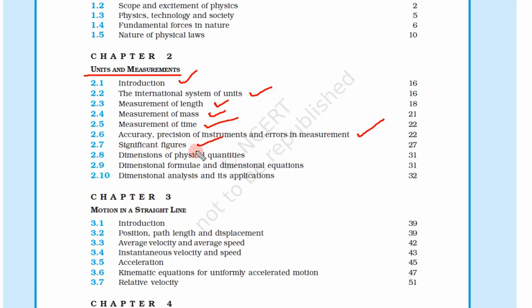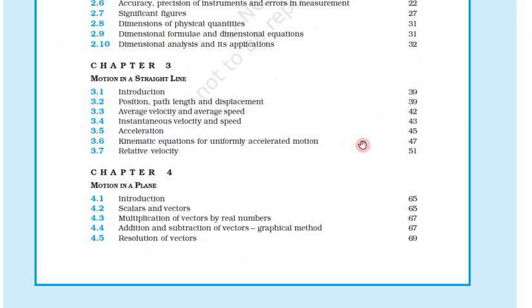We are just going through the syllabus. What is in your syllabus? Dimensions of physical quantity. What is this dimension, that we will see. Dimensional formula, because it is quite useful. Dimensional equations, dimensional analysis and its applications. So this is in chapter 2. Again, the course of class 11 is very tough in comparison to class 9 or class 10.